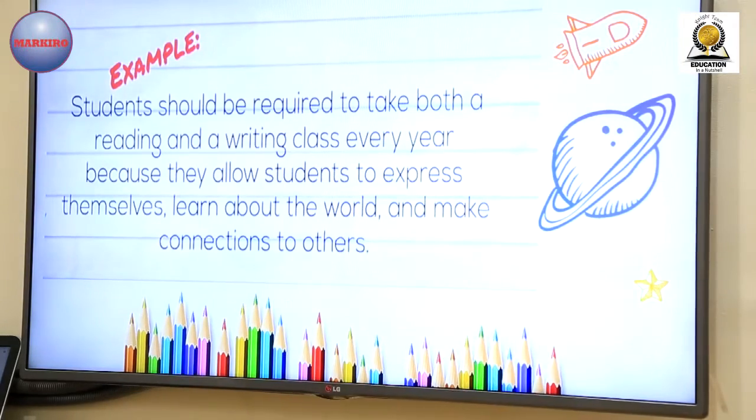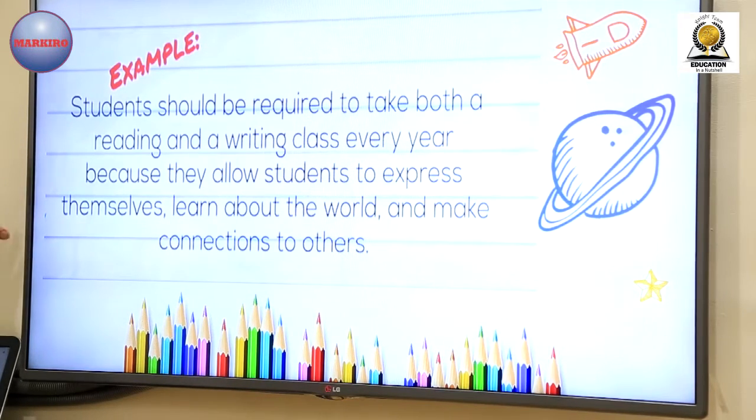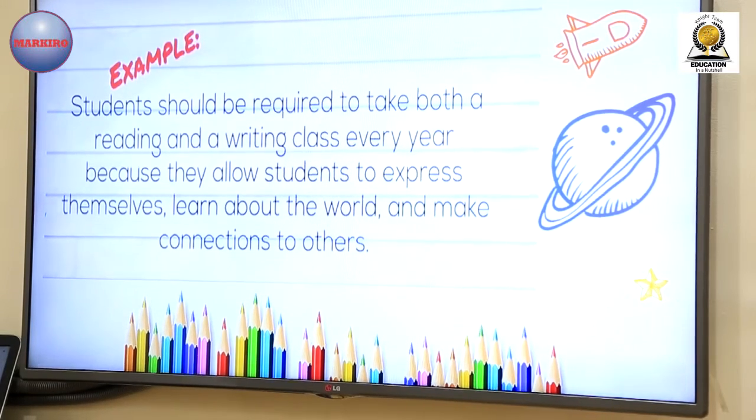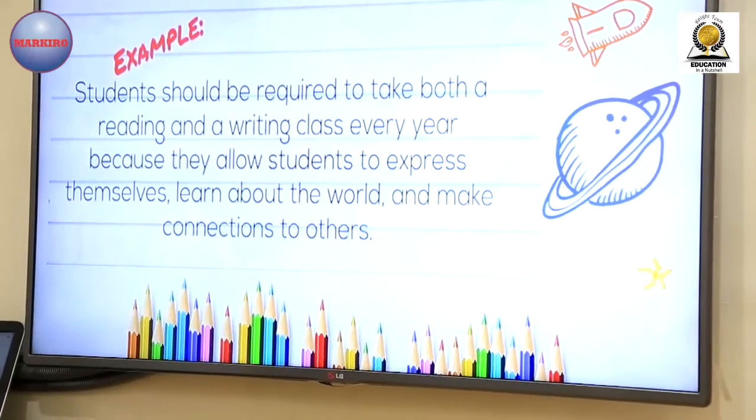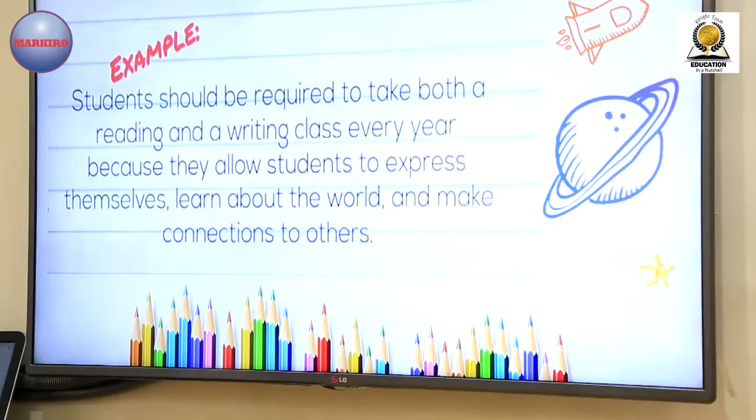It's our time to practice. As they always say, practice makes perfect. This is a thesis statement that is written in one of the essays. The student says, "Students should be required to take both reading and writing class every year because they allow students to express themselves, learn about the world, and make connections to others."